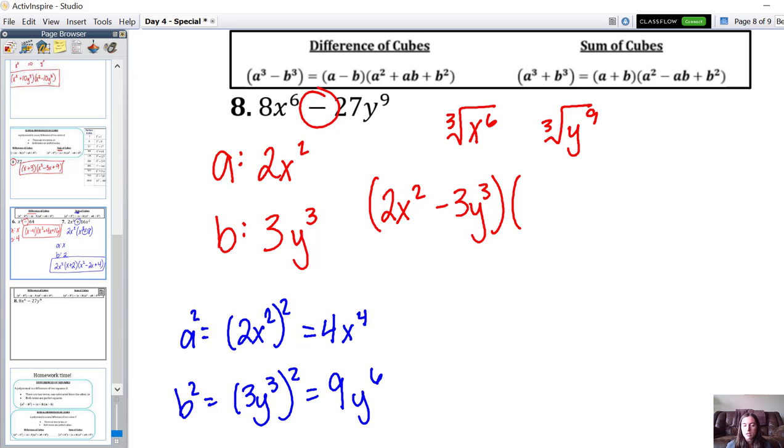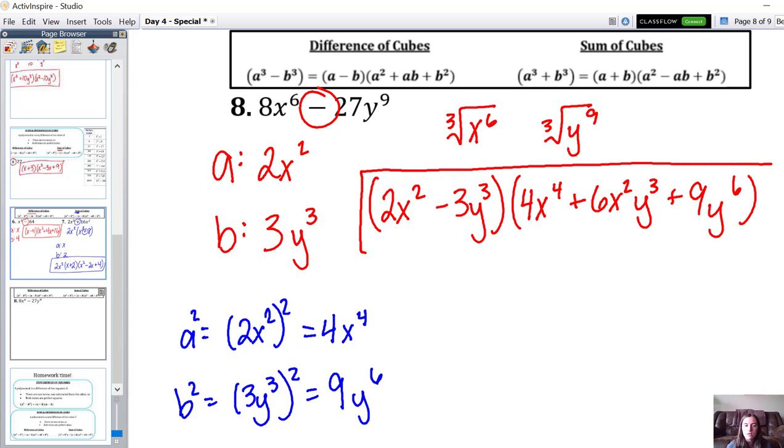So now we know a squared and b squared. So we need a squared plus ab plus b squared. We said a squared was 4x to the 4th, plus, we just need to multiply a and b. 2 times 3 is 6. Then we can't combine the variables, so we're going to keep them as x squared and y cubed. And then plus our b squared, which we just said was 9y to the 6. And that is our final answer.